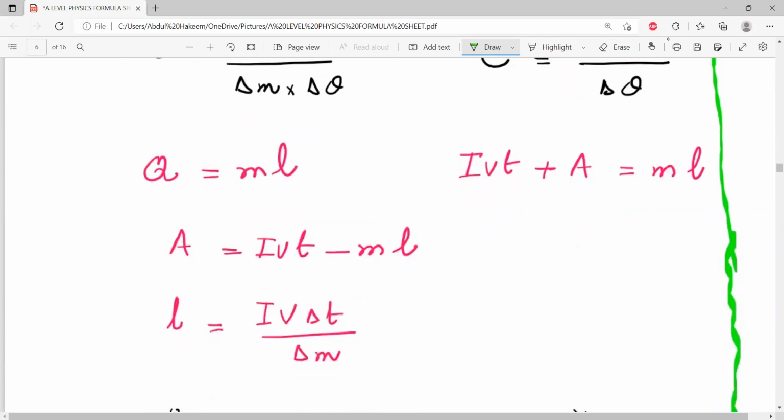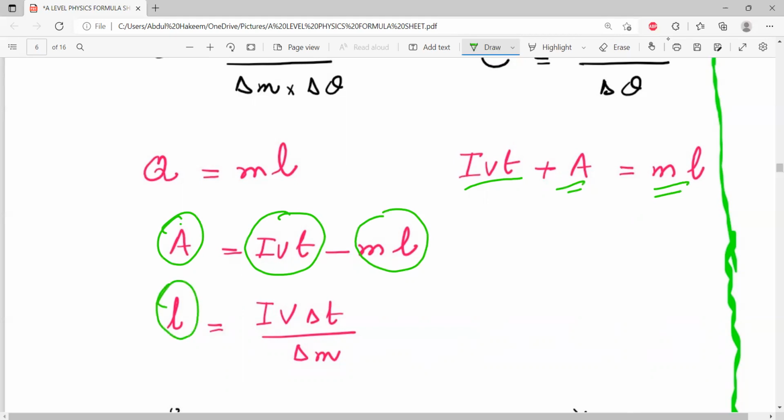If Q is equal to mL, then heat supplied to the ice, IVt, plus that absorbed from the surroundings is equal to mL. So the heat absorbed from the surroundings can be calculated: heat supplied, IVt, minus mL, which is used in the change of state. So from this, we can write that the specific latent heat is equal to IV delta t over delta m.